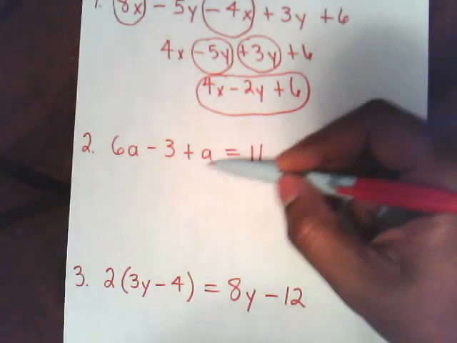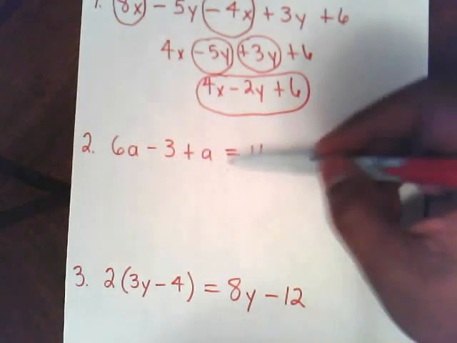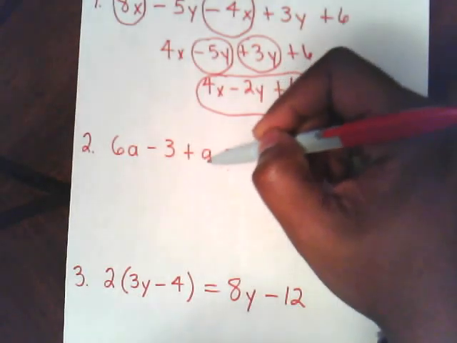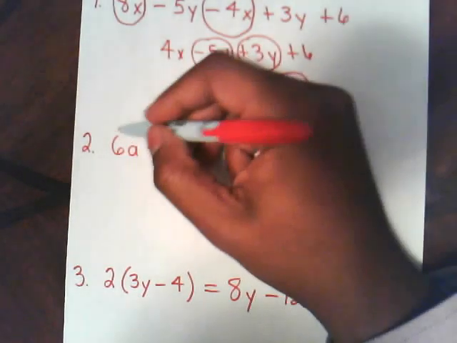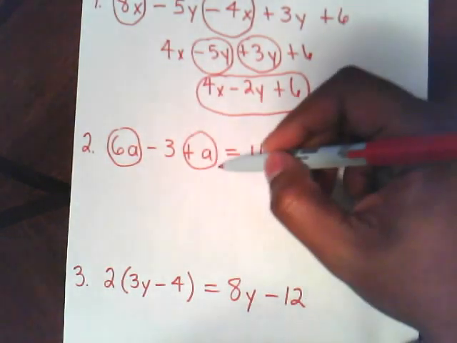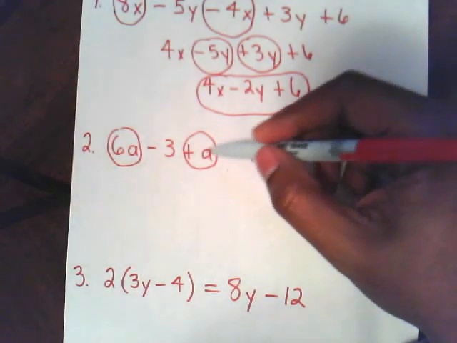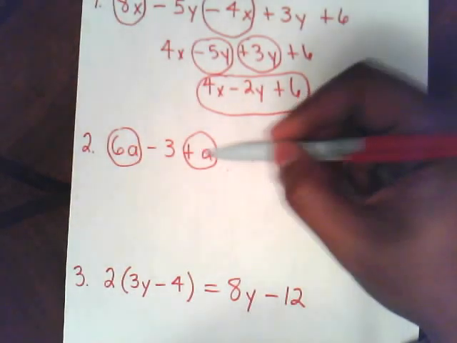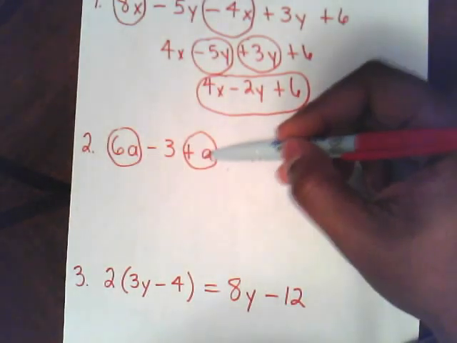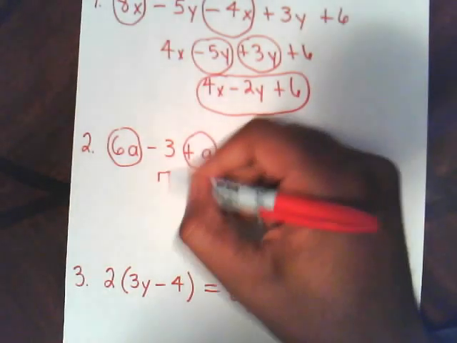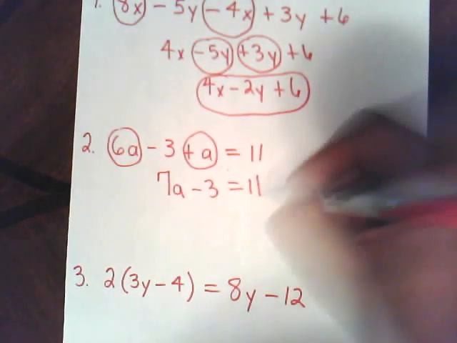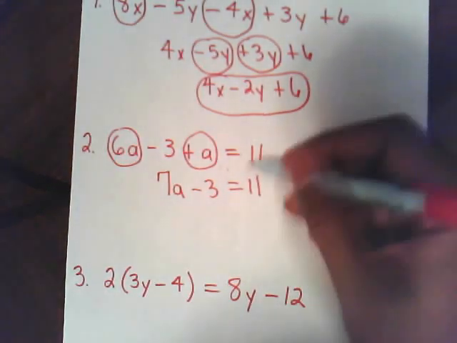However, if we look to the left side, we see 6a minus 3 plus a. Now, 6a can be combined with a. 6a plus a. Whenever you have a variable by itself, the coefficient, or the number in front of the variable, is understood to be 1. So 6a plus a will be 7a. So now we have 7a minus 3 equals 11.